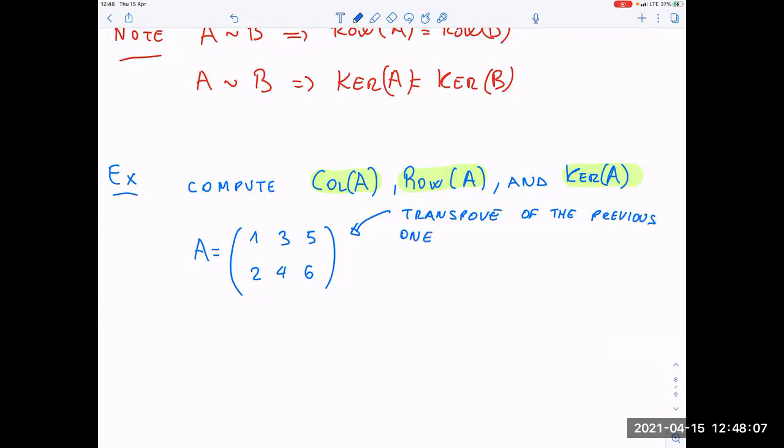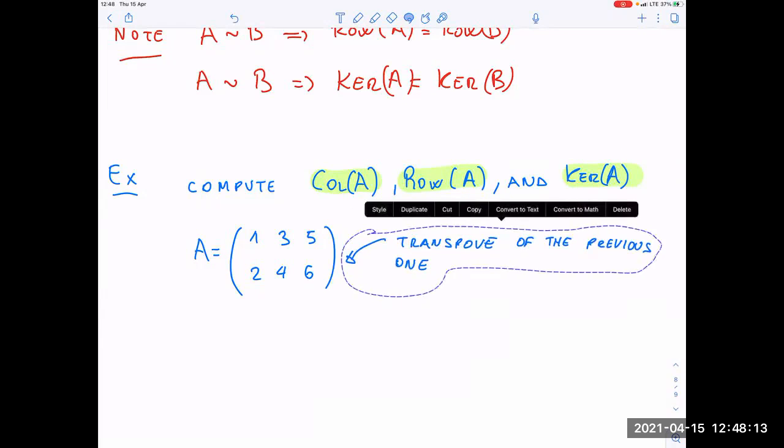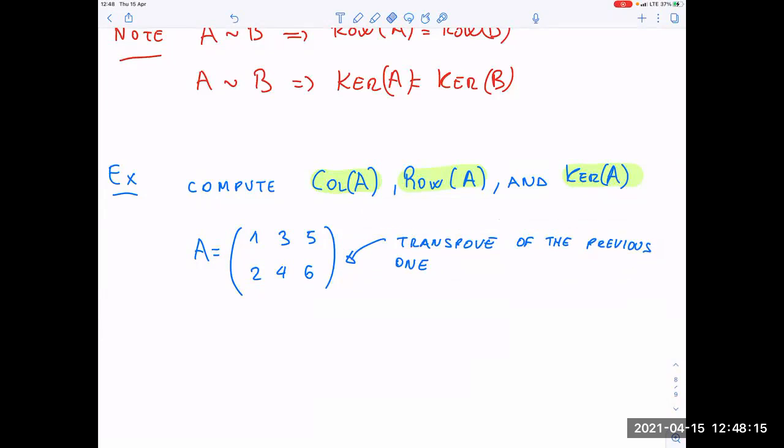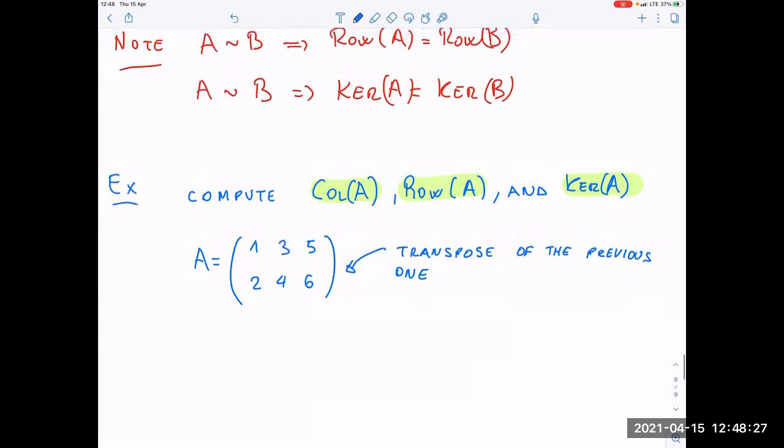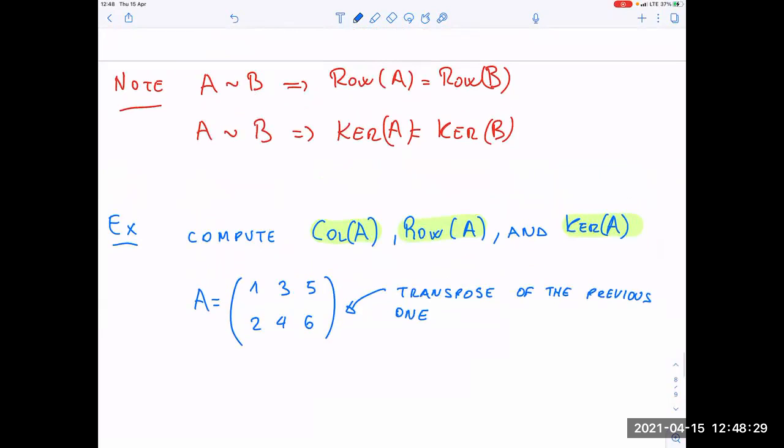So the transpose of the previous one. Transpose. Okay. So while you think about this, someone is saying ask about the kernel.